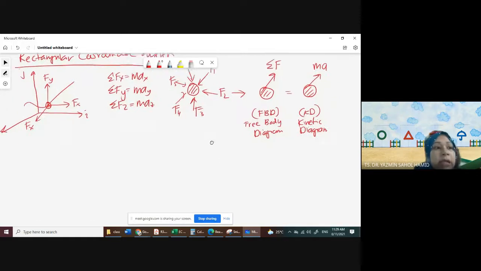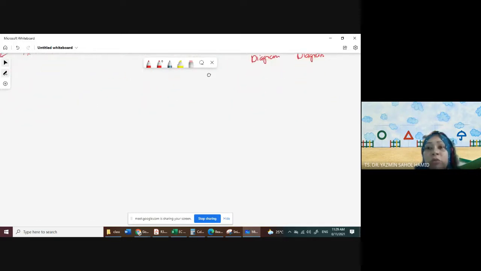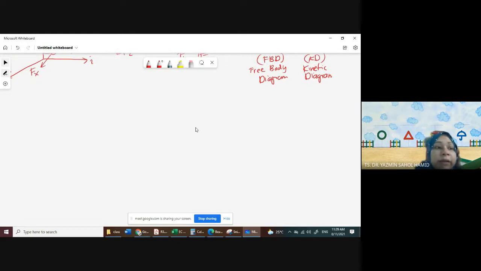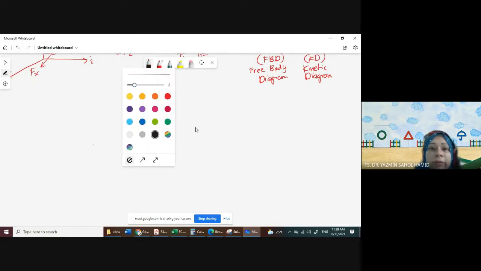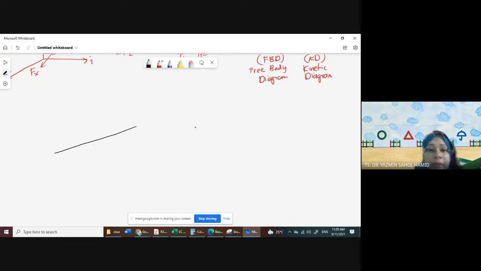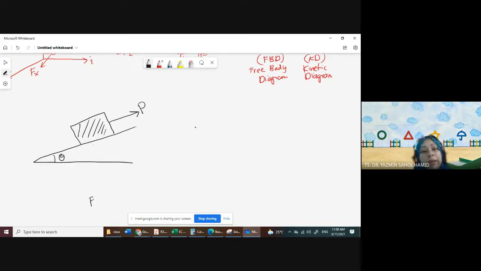Now let's make sure we know how to draw a complete free body diagram. Let's say we have a block here, and then we have a force P pulling the block. Now we need to draw the free body diagram. Since there is a force P, this block will have a mass.